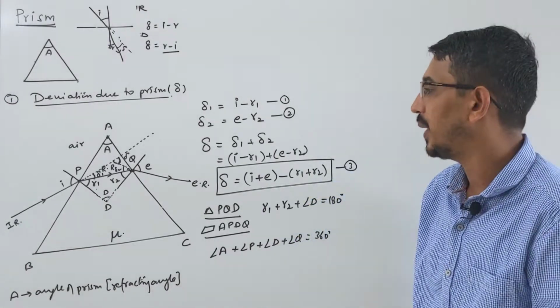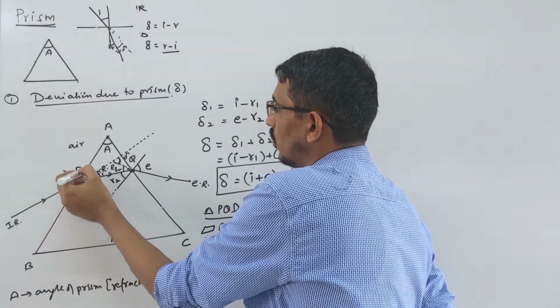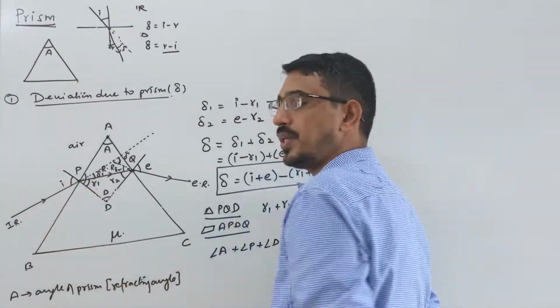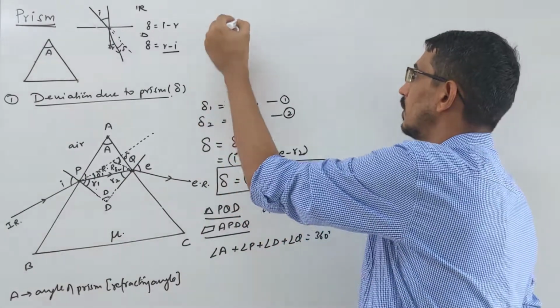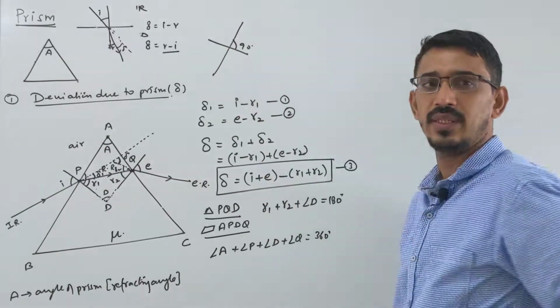What two angles? P and Q. What is P actually? This is a normal, right? This line is normal to the surface. This whole angle is what? 90 degrees obviously. This is the surface, we have drawn a normal here. So this angle is what? 90 degrees? Yes, 90 degrees.